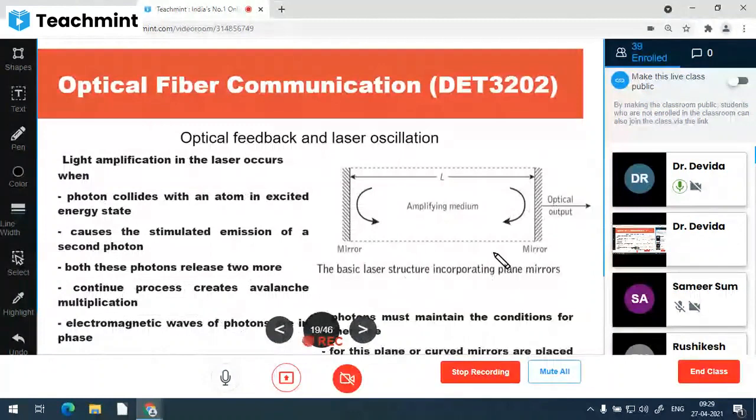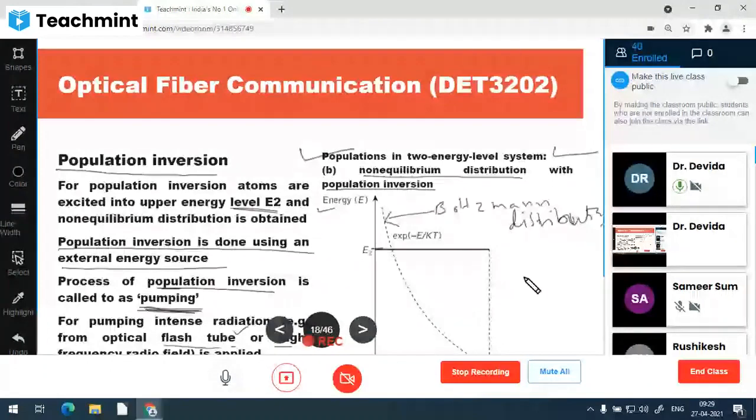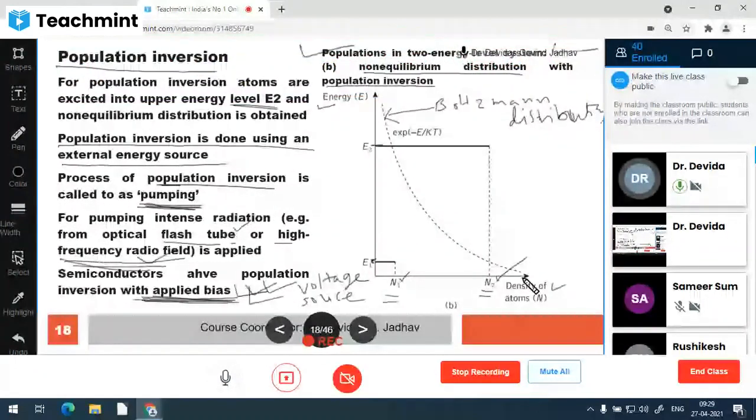So this is the laser structure. I think we'll continue with the laser structure and laser amplification, how the laser amplification takes place, tomorrow. So this is about population inversion. Up to population inversion we have discussed.